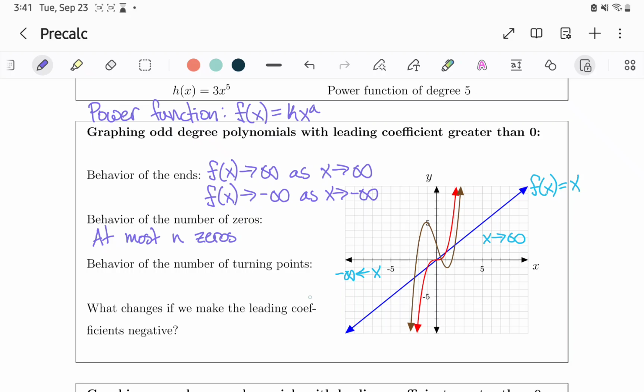Okay, and then for the behavior at the turning points, what we can say about an odd degree polynomial function is that it is always going to have an even number of turning points. That's going to be where the function changes behavior. So if we look, for instance, at the graph in brown here, it has 1, 2 turning points because it goes from increasing to decreasing and then back to increasing. So behavior of the number of turning points as well. There will always be an even number.